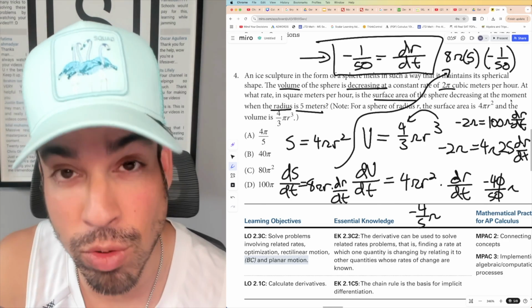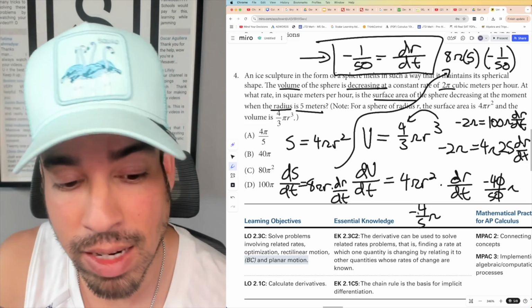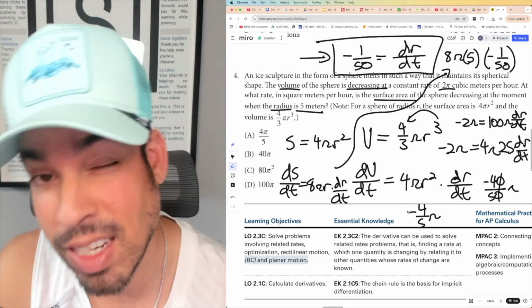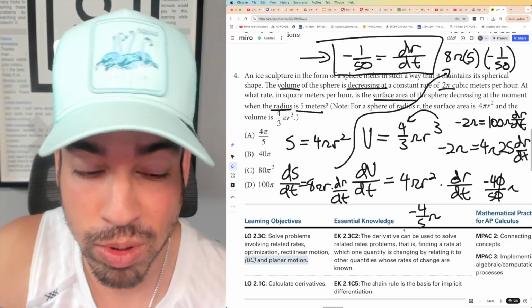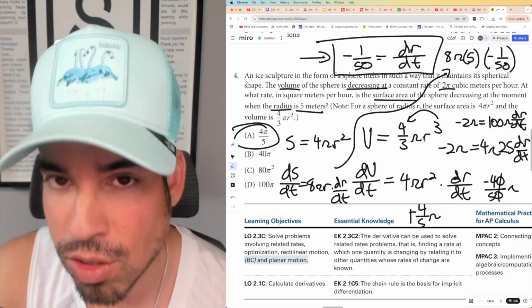But now you might say, wait a minute, there's no negative answers. Well, they say decreasing. So when they say decreasing, you don't have to include the negative. That implies that the value is negative. So if I said decreasing at a negative rate, that'd be like a double negative, and it would actually make it positive, which means that A is the winner.